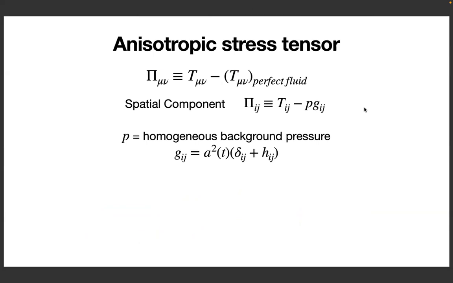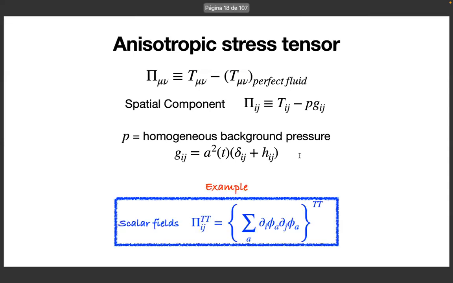So basically it is the deviation of the energy momentum tensor from being a perfect fluid. If we just consider the spatial part of it, it is the energy momentum tensor minus the homogeneous background pressure multiplied by the spatial component of the metric, which is given by this. This will be our source of gravitational waves.